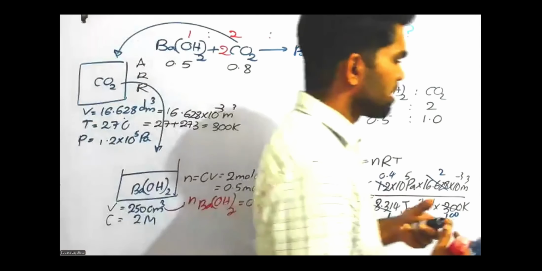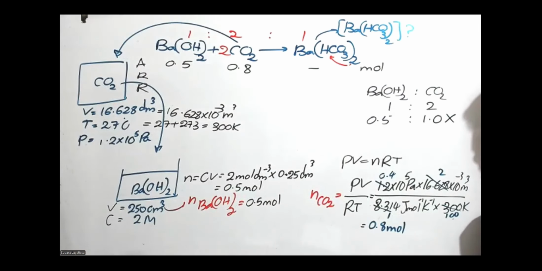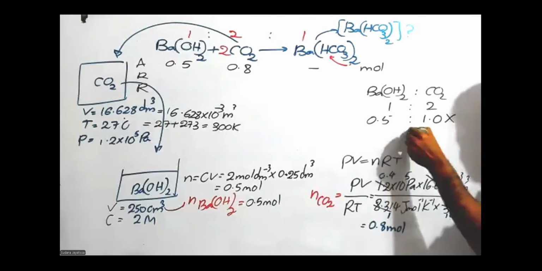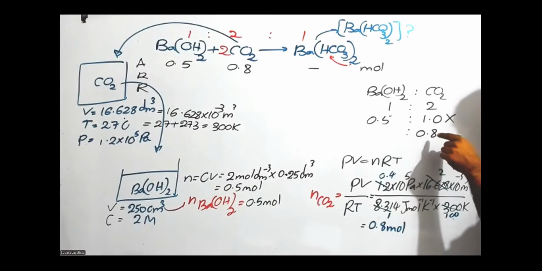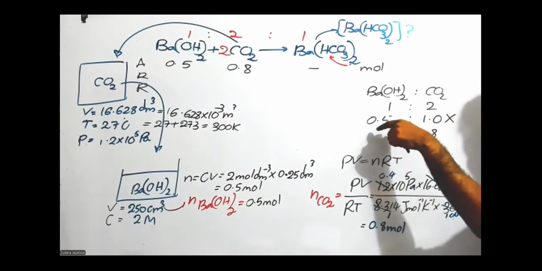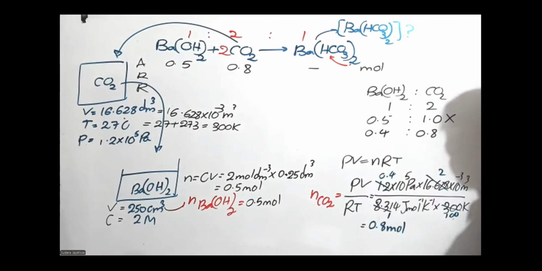You get the idea? Carbon dioxide is not going to be enough, so this ratio is not going to work. Okay, so now let's go with that one for carbon dioxide. We have 0.8 now. We need half of this amount. That means we need only 0.4. So that amount is there from barium hydroxide.